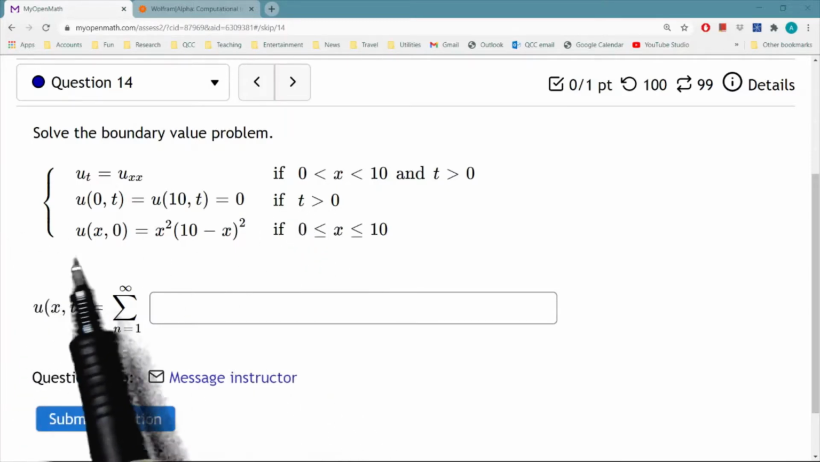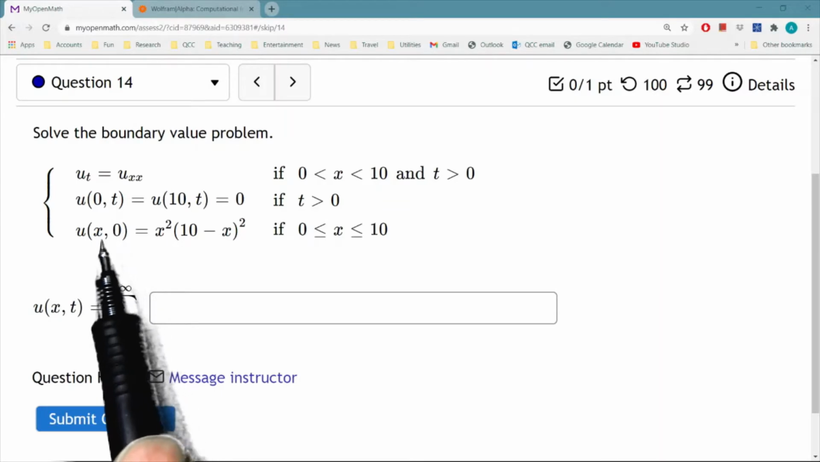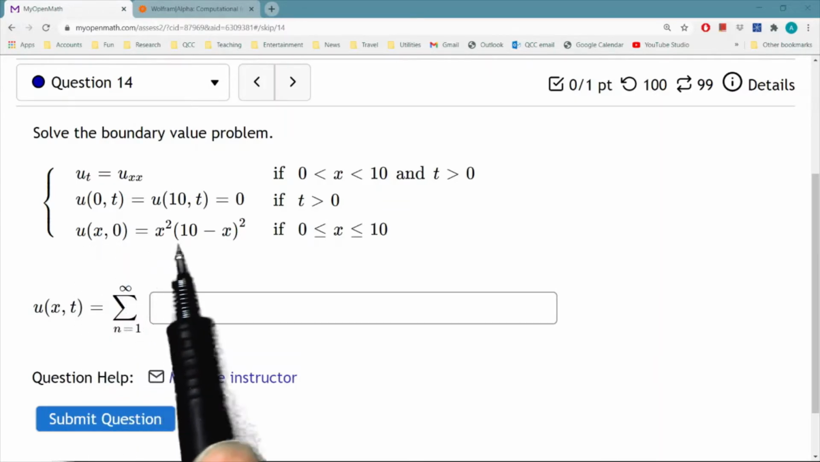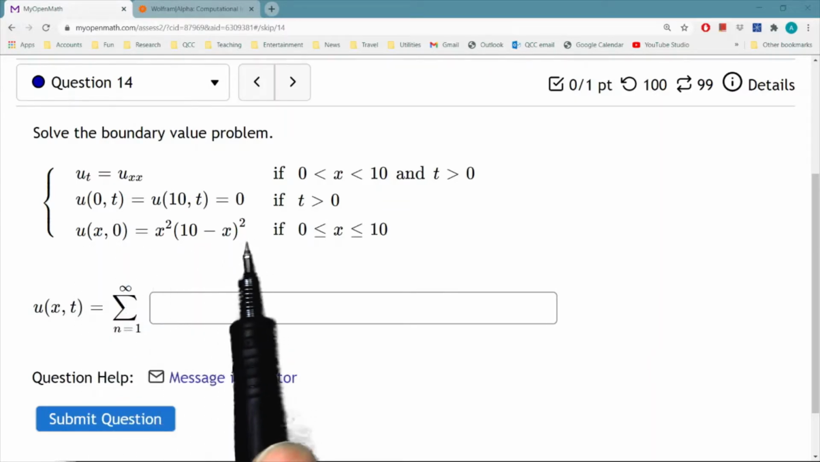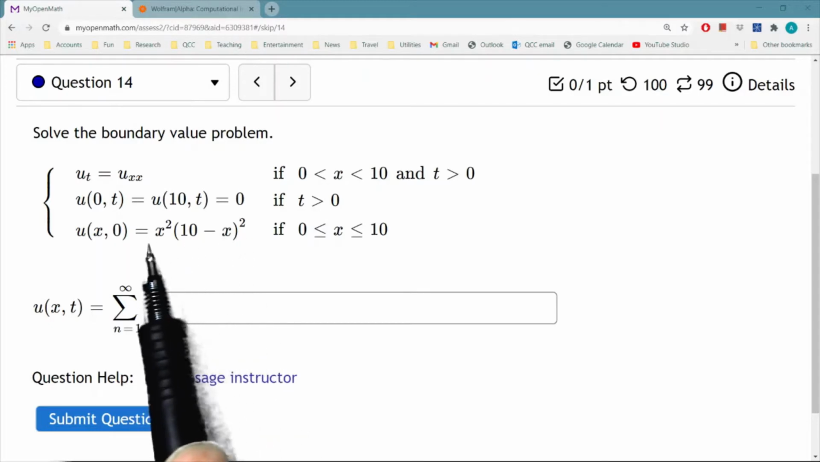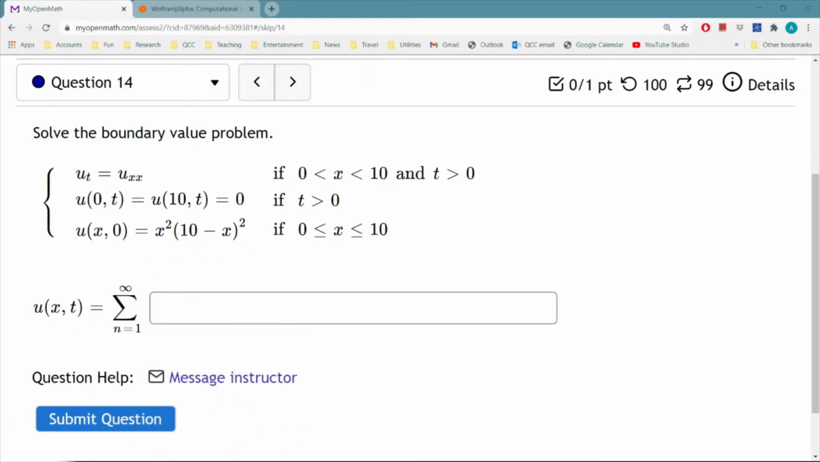And when time is 0, so initially, the heat function is given by this. So this is our initial heat distribution, and we want to see how that evolves over time. And the way we're going to solve this problem is by using Fourier series.